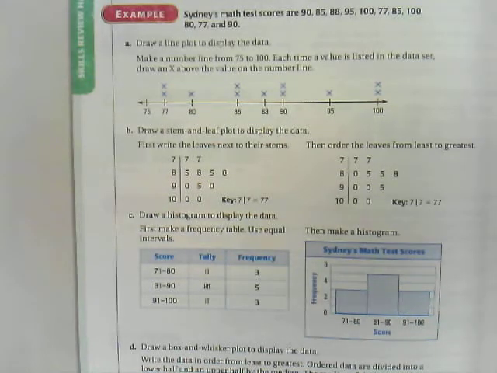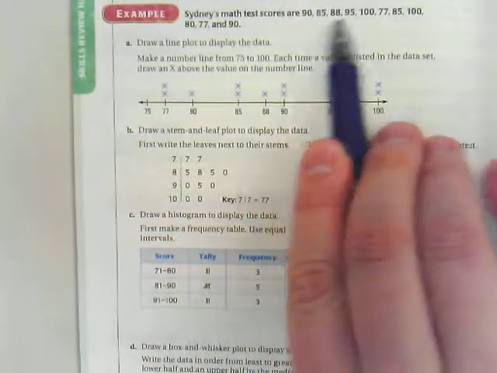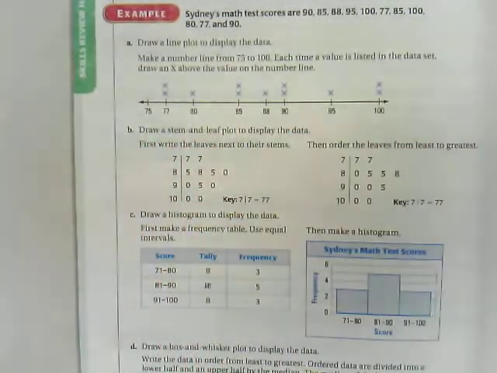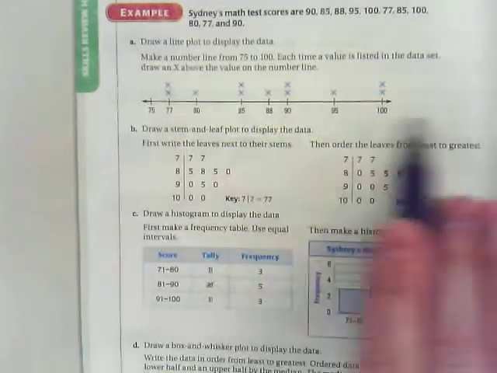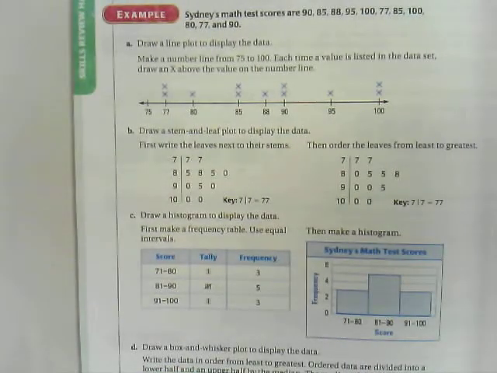In this lesson, we're going to look at a few different ways of organizing data. For all of the examples here, we're going to use these data points, these test scores, as our data points. One way we can do this is by doing something called a line plot. Basically, we just make a number line and then graph the points on that number line. We're going to put an X above each data point that we have.